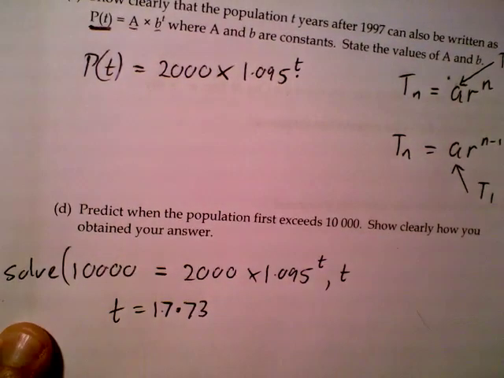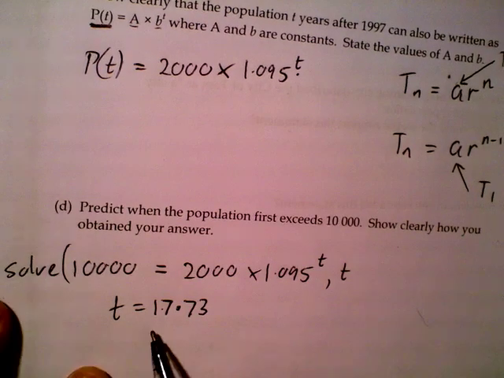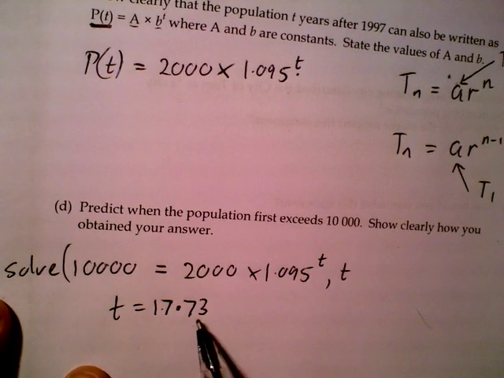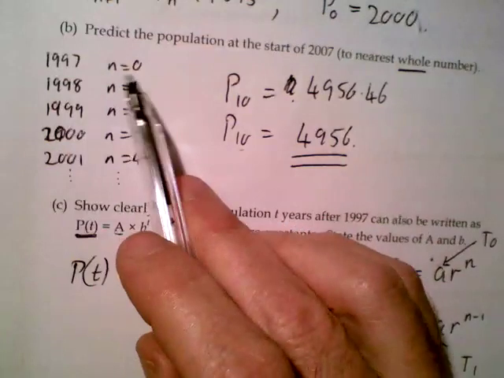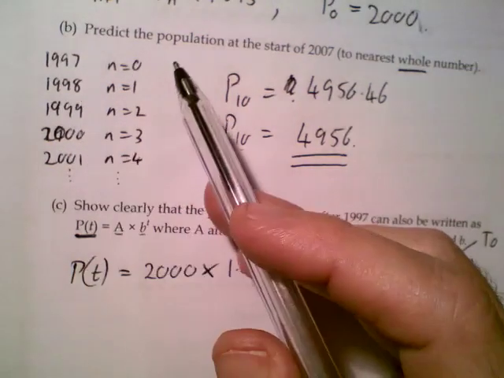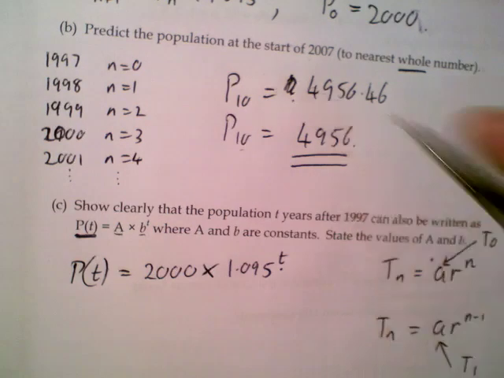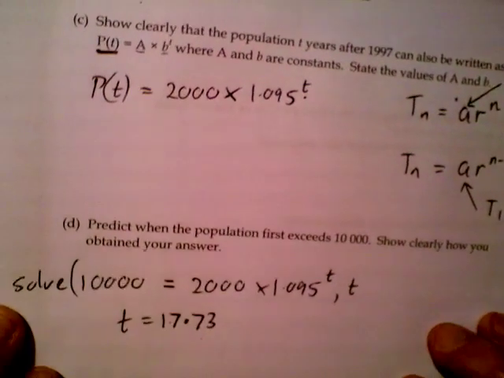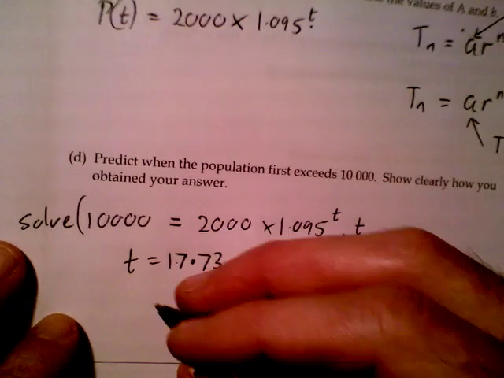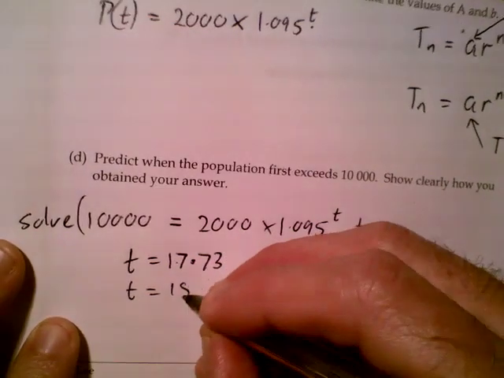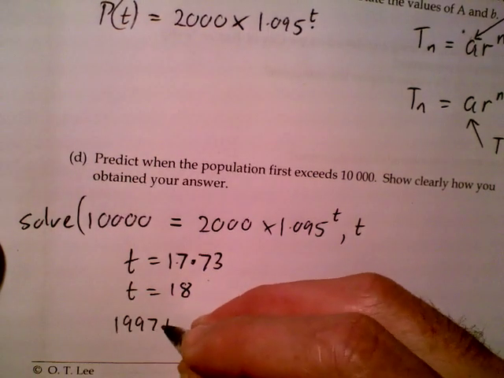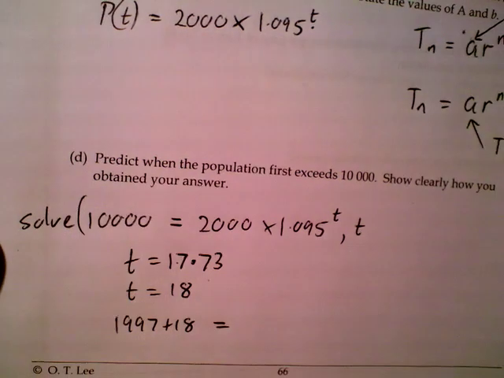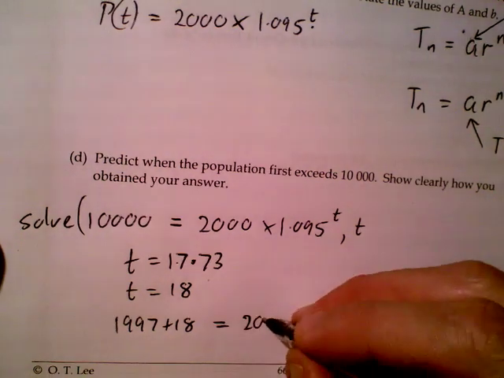Now you've got to work out, well, what actual year is that? So this is 17.73 years after the start of 1997. And we've already gone through that exercise of 1997 being n is equal to 0, etc. So in actual fact, if T was equal to 17.73, we might want to go to the whole number year. So T is equal to 18, the nearest whole number. So we would just go 1997 plus 18 to get the actual year. So that's, what's that? 2007 plus 8, I think that's 2015.